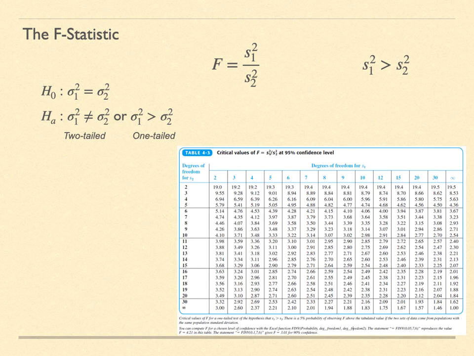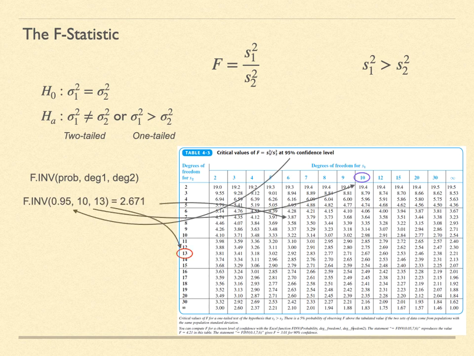Excel has a function to find the values for any degrees of freedom at any confidence level. The function is F.INV, with the probability, the critical value, and the degrees of freedom for the first and then the second data sets. For example, here at the 95% level, with the first data set having 10 degrees of freedom and the second set 13 degrees of freedom, Excel gives the value 2.671 for the F statistic, which is what we find in the table. And by the way, since the sample variances are different, this function is not symmetric with respect to the degrees of freedom. So be sure to get it right.